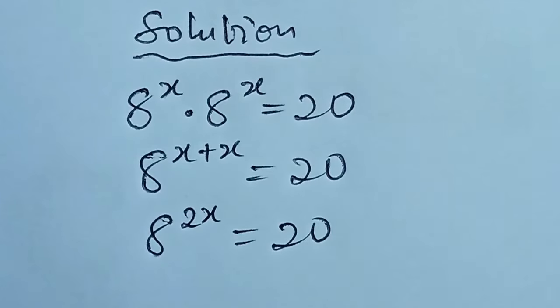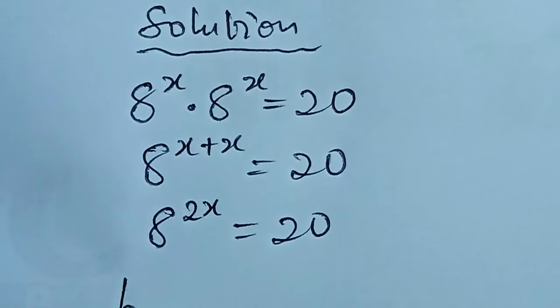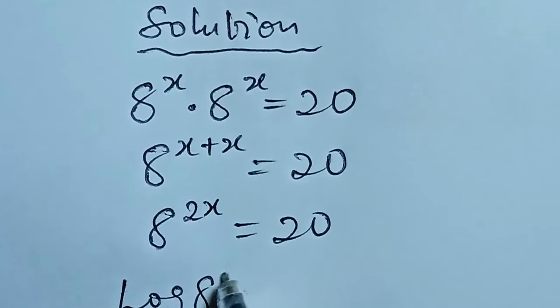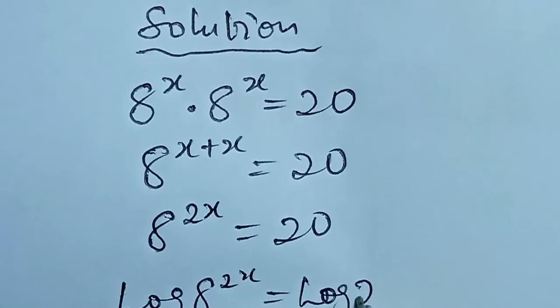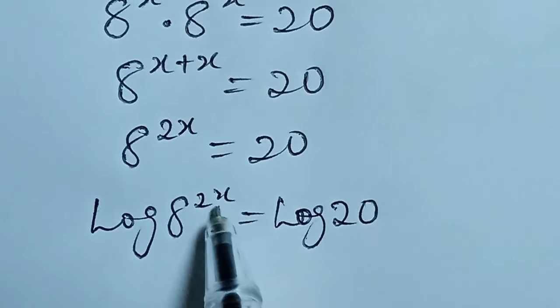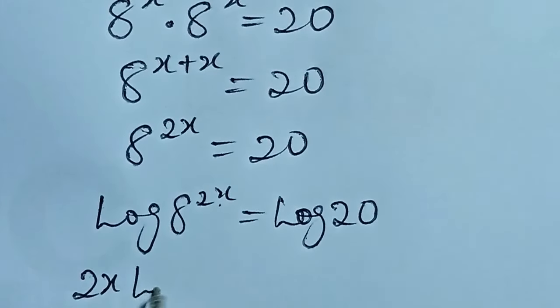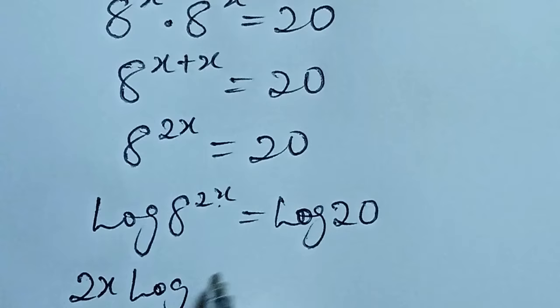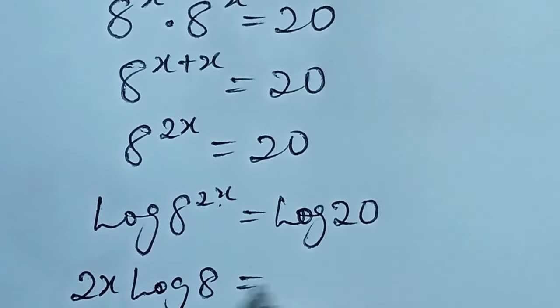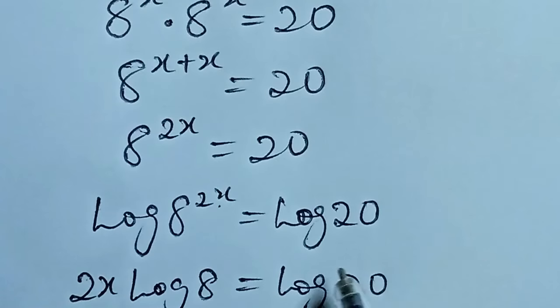Now here we can take the log of both sides. So we have log of 8 to the power of 2x equal to log of 20. Now we can bring down this exponent 2x down to the base. 2x log 8 equal to log 20.